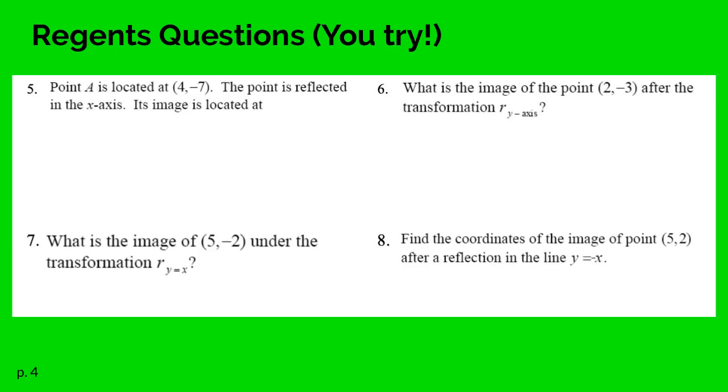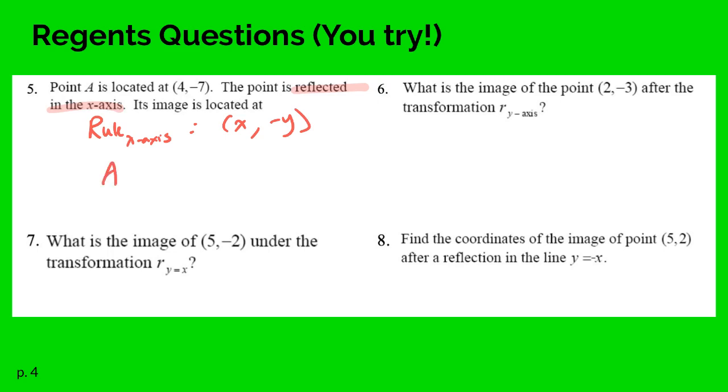So our first question is asking us, point A is located at 4, -7. The point is reflected in the x-axis. So that's what I really want to focus on when we're reflecting over the x-axis, right? And so just to speed things along, my rule for reflecting over the x-axis was we keep the x the same, we just change the sign for y.